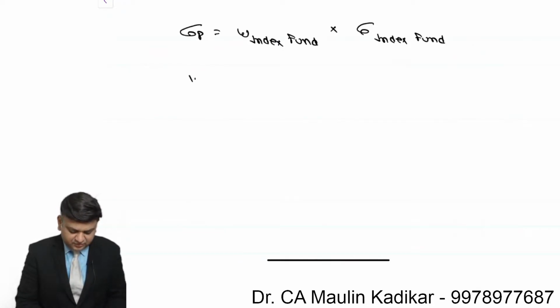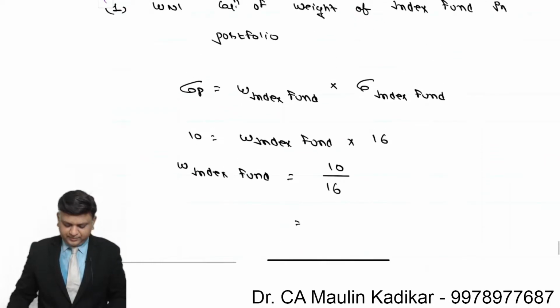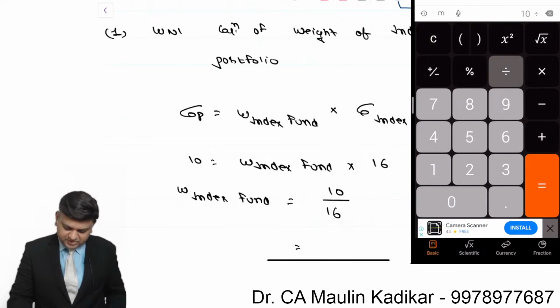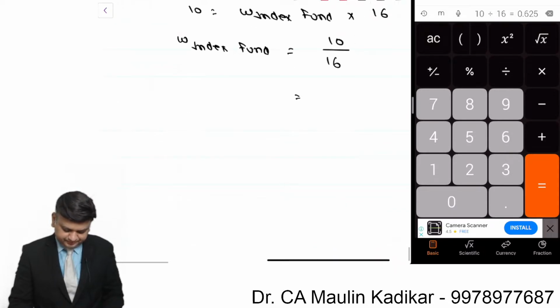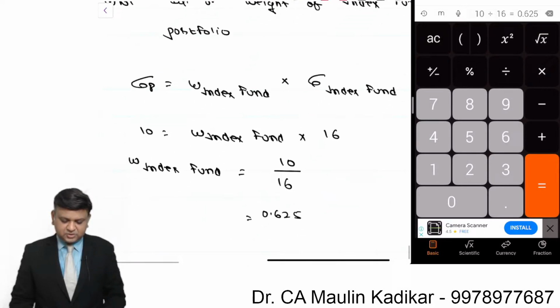So you don't have to write the weight formula, there is no need to write it. So weight of index fund is equal to 10 upon 16. That is the way the weight is supposed to be found. So 10 upon 16 comes to 0.625. So if we invest 0.625 in the index fund and the rest in the risk-free security, then our risk will become 10%, and then we have to calculate what our return is.